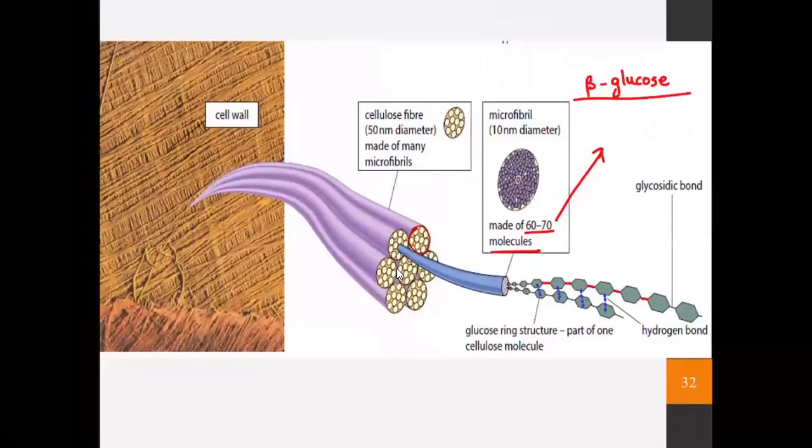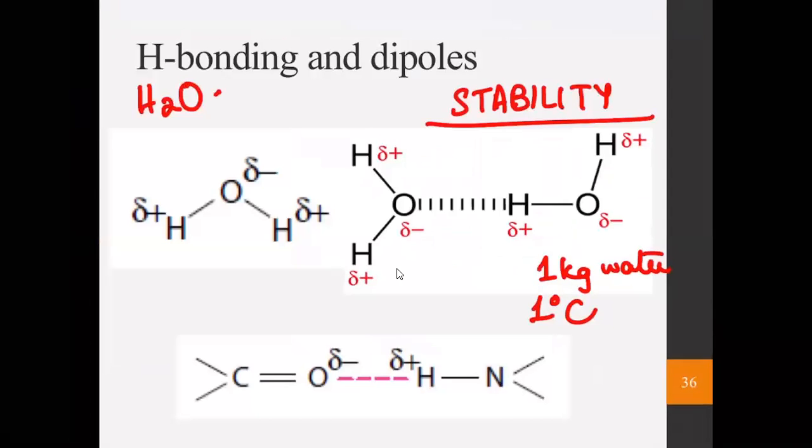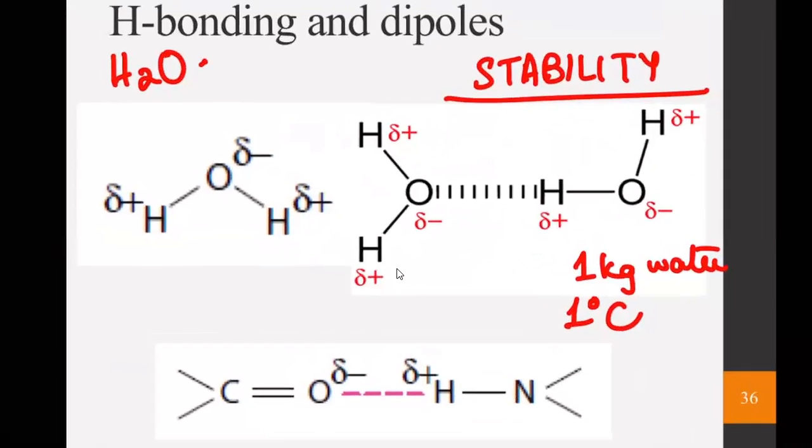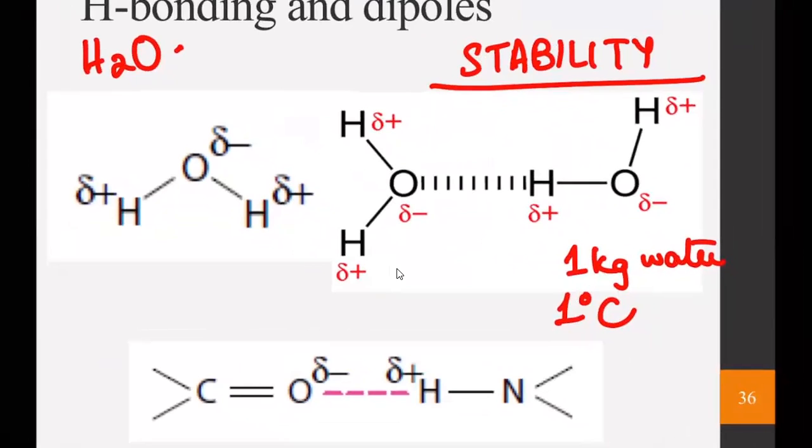So I think we should first try to understand what hydrogen bonds are, and then I will go back to cellulose. So let me go to that part where we have hydrogen bonds. You can see my screen very clearly, and you can see the structure of a water molecule. Okay?